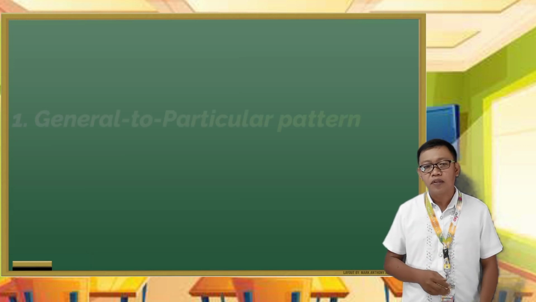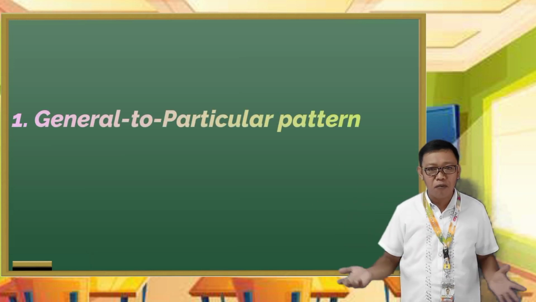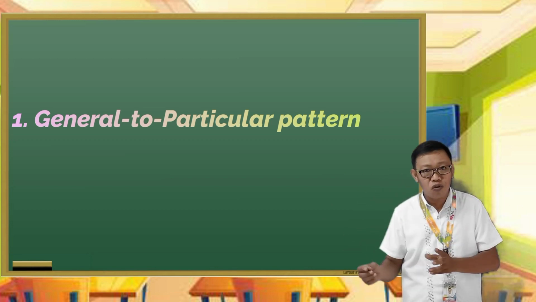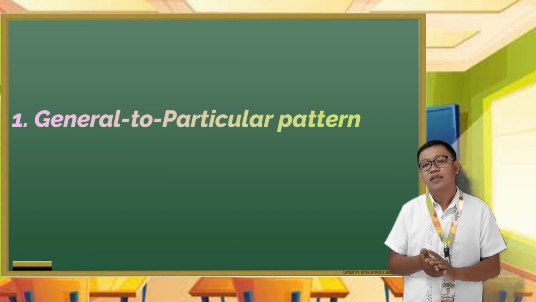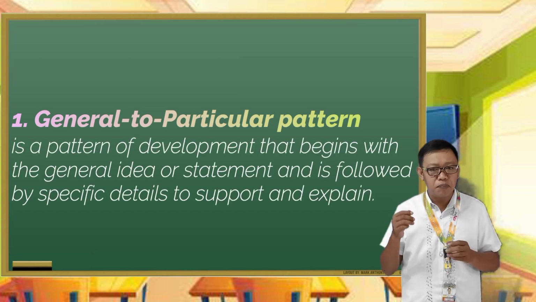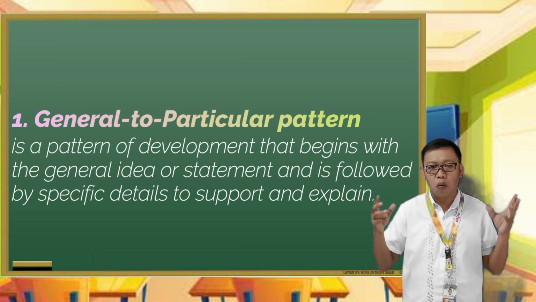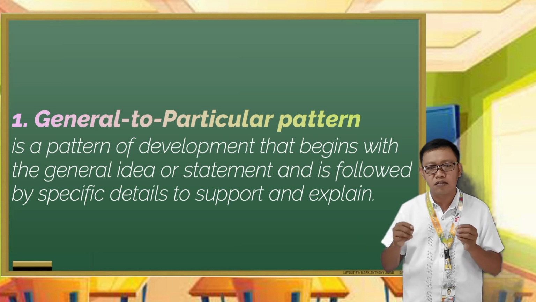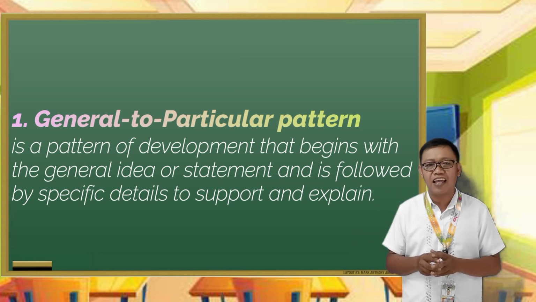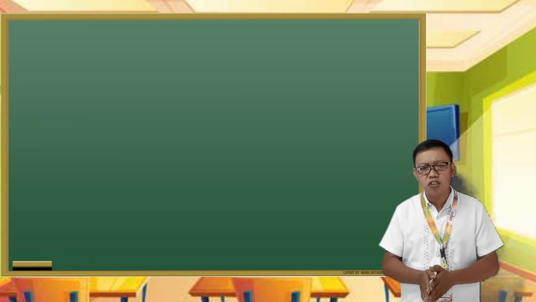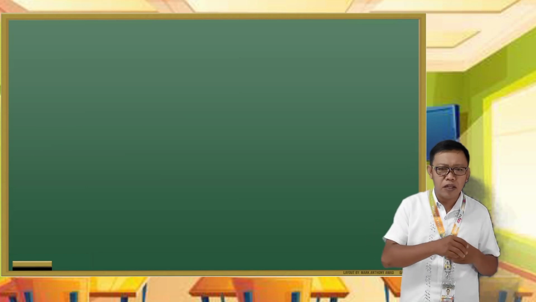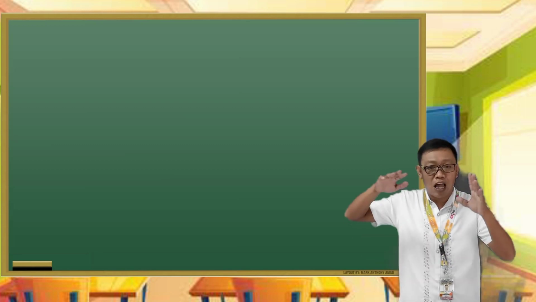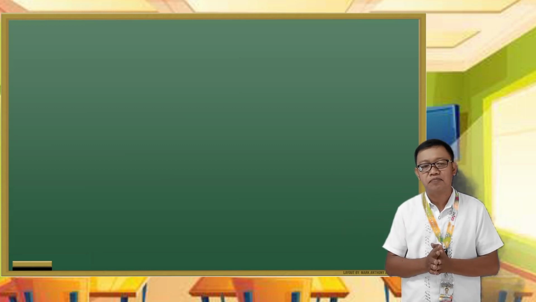The first pattern, the general to particular pattern. This is also known as from macro skill or macro idea down to micro idea. It is a pattern of development that begins with the general statement and is followed by specific details, the micro ideas, to support and explain. The details may become more specific as the development continues. The pattern ends with a general statement that summarizes all the details.